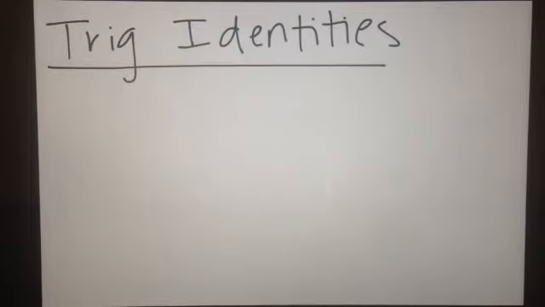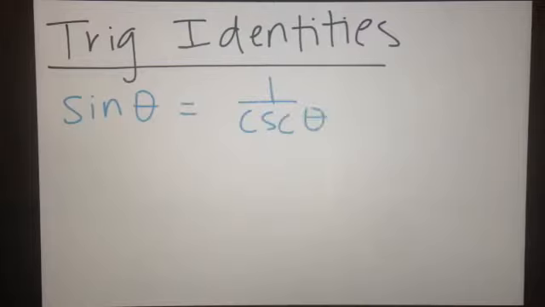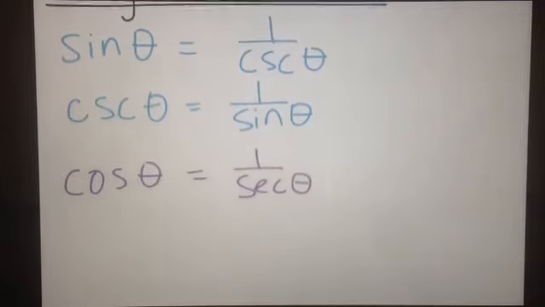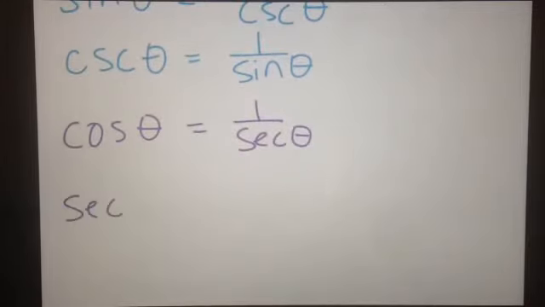So the first trig identity I want you to write down is that sine theta equals 1 over cosecant theta. The opposite of that is true, that cosecant theta is the same as 1 over sine theta. You also know that cos theta is the same as 1 over secant theta. And the opposite would be true. Secant theta is the same as 1 over cos theta.